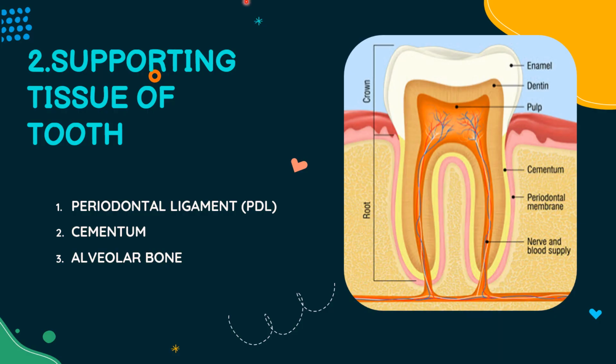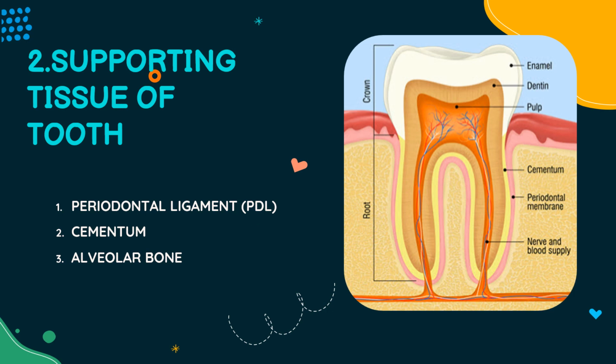So this was all about the parts of the tooth. Now we will have the second part of our lecture and have an insight into the supporting tissues of the tooth. The supporting tissues of the tooth help the tooth to anchor itself into the bone. They are periodontal ligament, cementum, and alveolar bone.